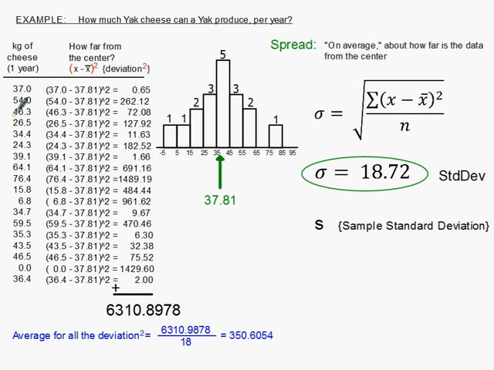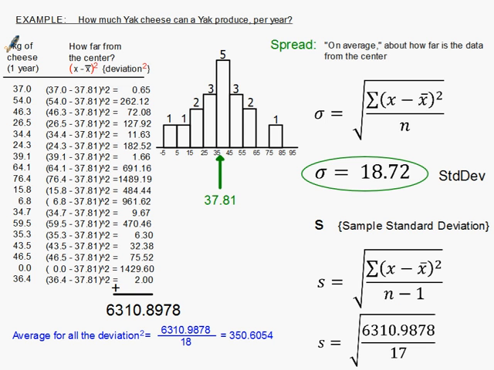Now, these are 18 yaks. Does this represent every yak everywhere, or even all the yaks in a particular region? No, there's only 18 yaks. This is clearly a sample of yaks. So whenever you have a sample, which is not all of whatever you're talking about, you're going to use sample standard deviation. And the only difference is in this denominator. Instead of a normal averaging, you're actually going to do n minus 1 in your division.